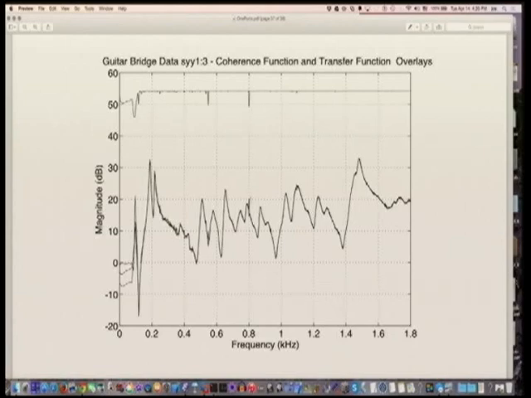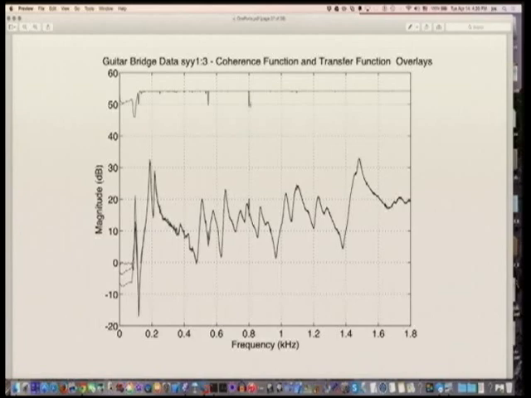Now this one actually is not over a null. It looks like it's over a spurious, very, very thin resonance. So that might actually be some ringy noise, some vibrating system, something that's vibrating that's not in the guitar, that's contaminating the output.